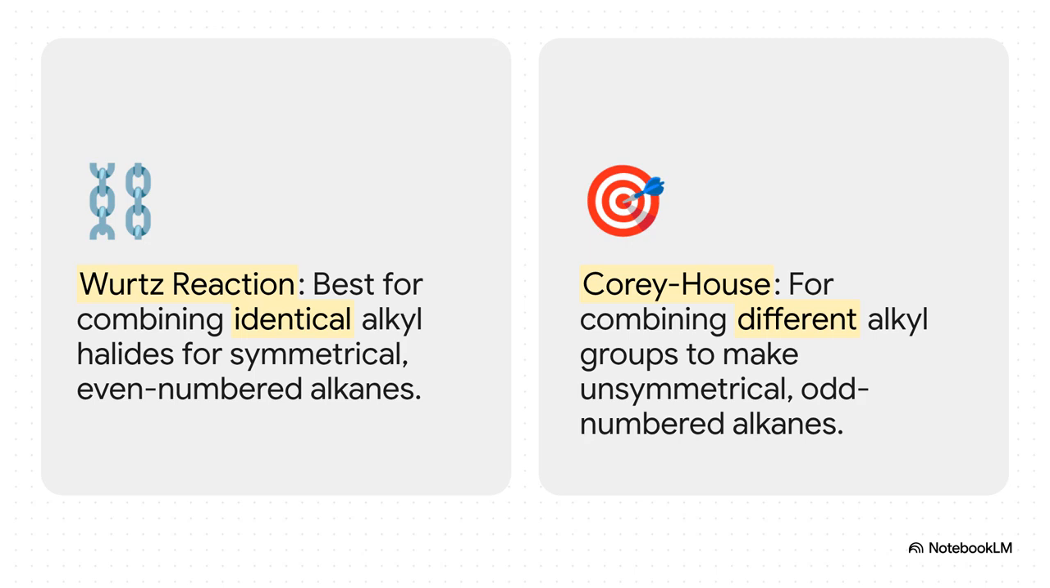Are you trying to build a simple, symmetrical molecule like butane from two ethyl groups? The Wurtz reaction is your friend. But if you need to build something a little more complex, something unsymmetrical like propane, you're going to want the precision of the Corey-House synthesis.